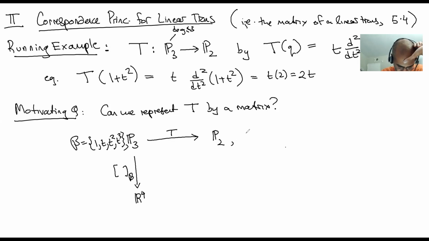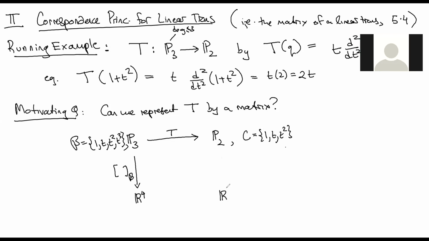Similarly, on this side, we had another basis. Let's just use the standard basis. And what is P2 isomorphic to? R3, because there are 3 basis elements. And here I'm going to write the isomorphism going up. You'll see in a moment why, and let's call this PC.